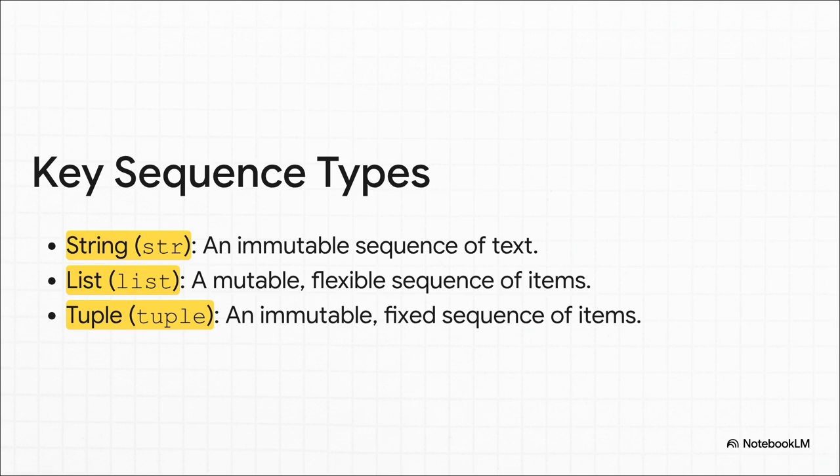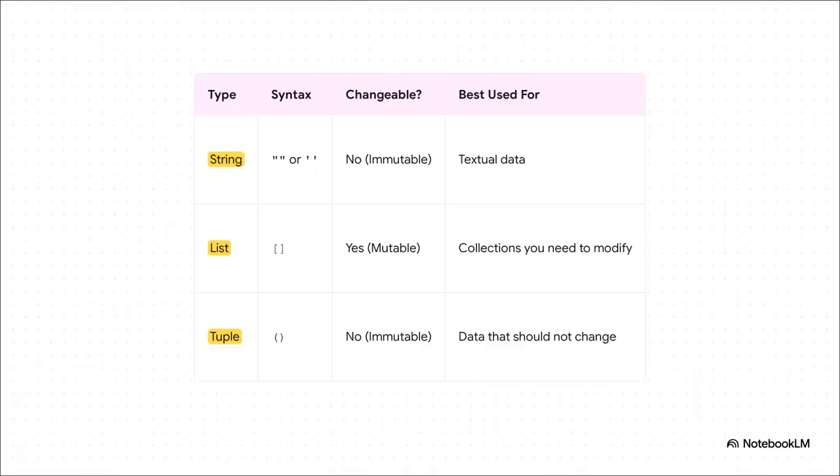And notice those two key words, mutable, which just means changeable, and immutable, which means, you guessed it, it can't be changed. This table right here breaks down the key differences perfectly. You can see the syntax is a bit different. Lists use those square brackets, while tuples use parentheses.